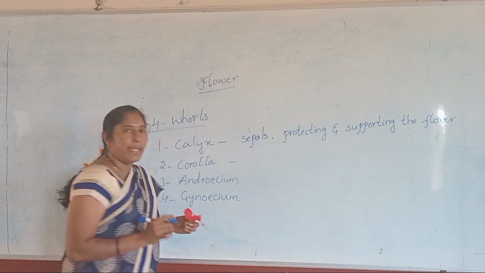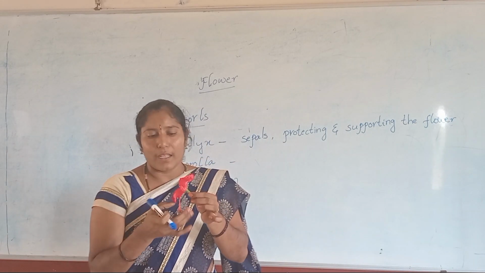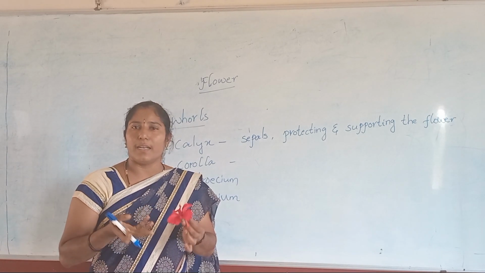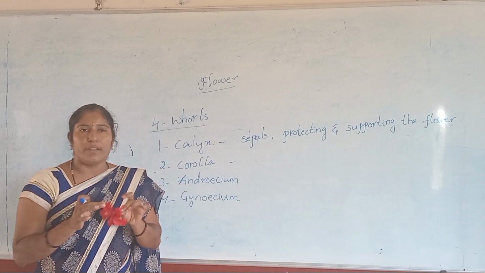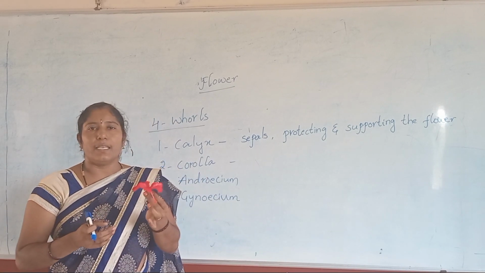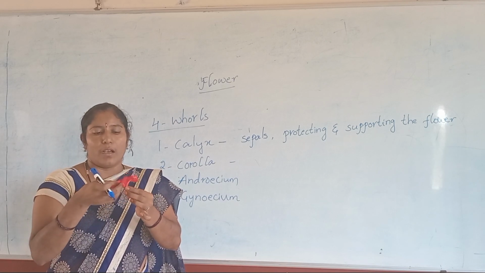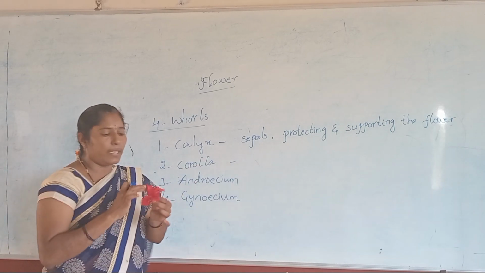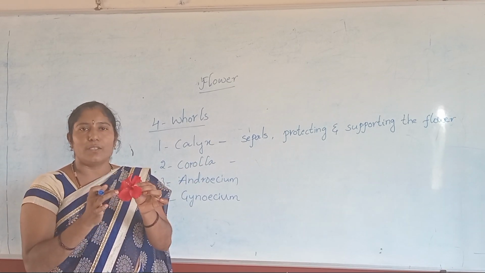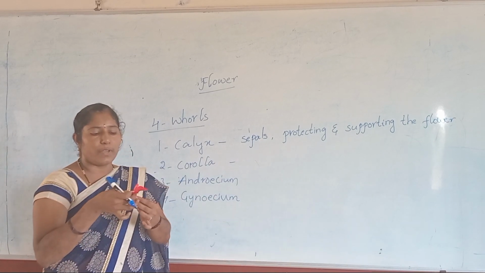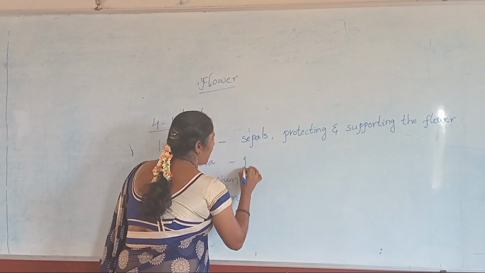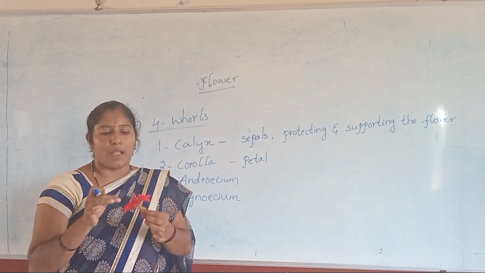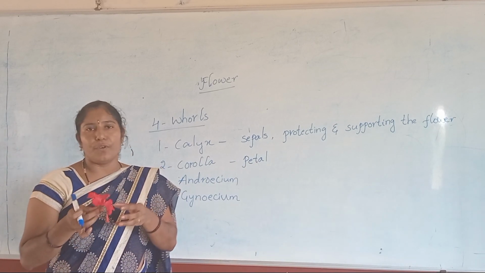Next, in the next whorl, we observe bright colors. Some hibiscus flowers are red and some are white, and different hibiscus flowers are available. These bright colored structures are called corolla. The corolla also has units, and each one is called a petal. What do we call each unit? Petal.